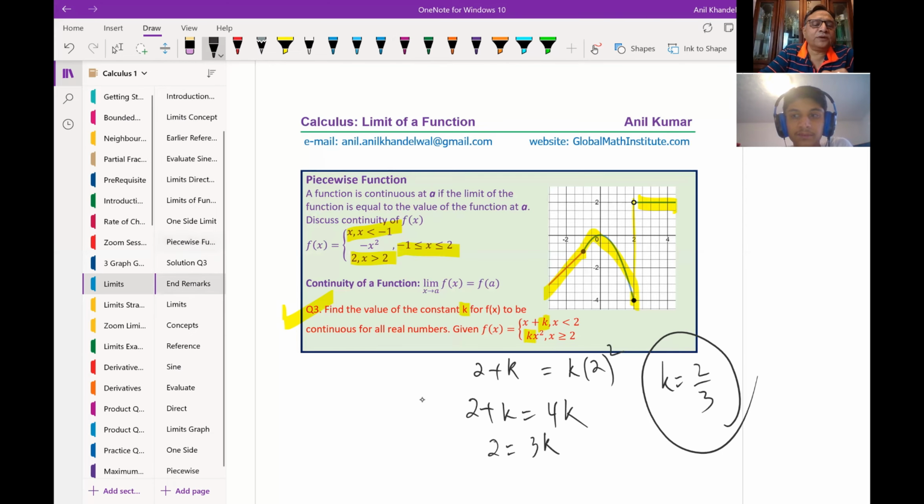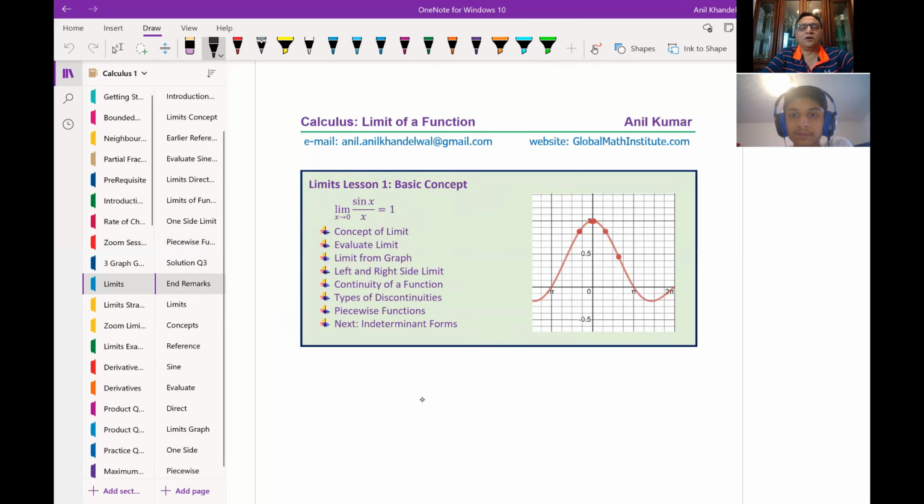Now, in today's lesson, we have learned many concepts. Can you please revise what you have learned in today's lesson? Yes, sir. We've touched upon the concept of a limit, and we saw how to evaluate limits using equations, limits from graphs, and the concept of left and right side limits, the continuity of a function, types of discontinuities, piecewise function, and also indeterminate forms. Correct. So that's the first part of the lesson. I hope all these concepts are absolutely clear, right?